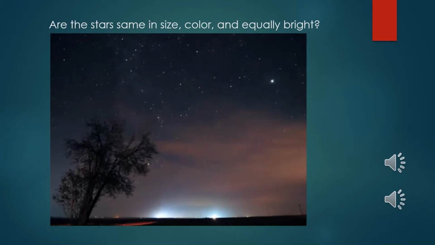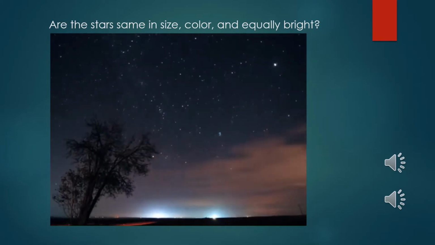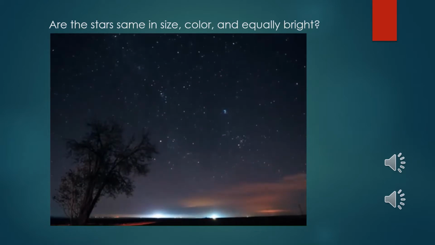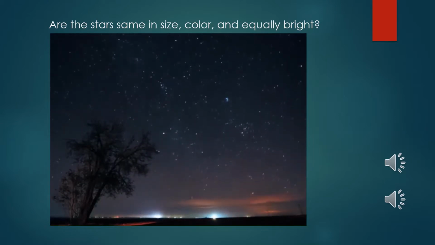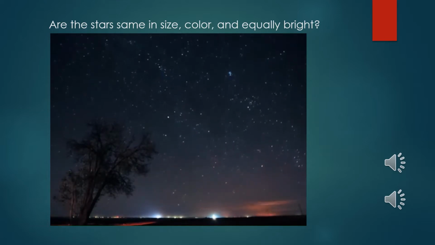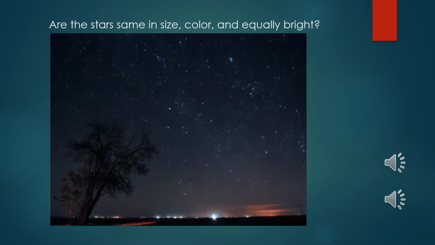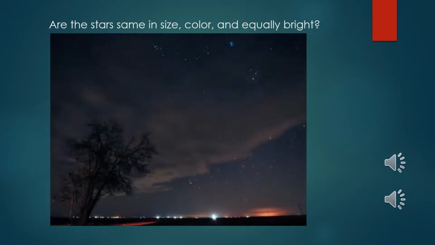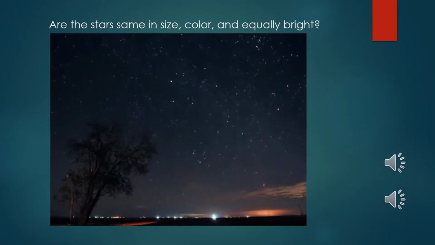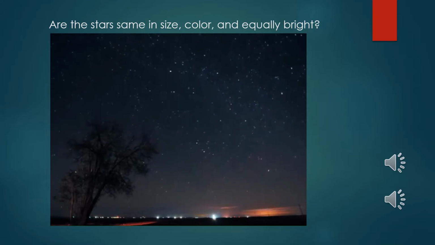When we look at the night sky, we see thousands of stars. In reality, there are approximately 400 billion stars in our galaxy, and there are about 170 billion galaxies. A person can see only about 3,000 stars on the average. These stars differ in many ways. We see stars of different sizes, brightness, and color.